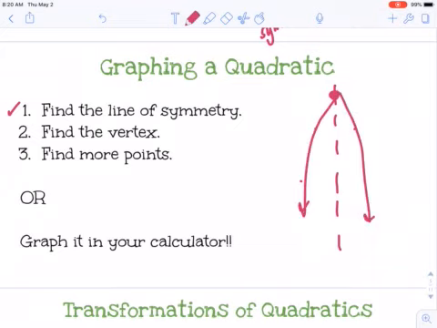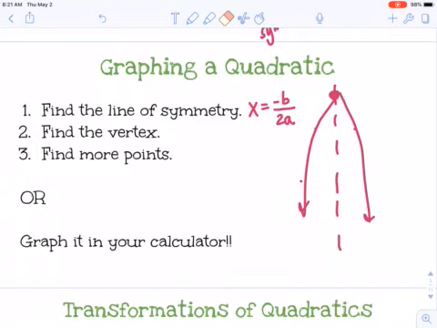Now, that sounds really easy, except that there's a lot of math involved in this if you're doing it by hand. So remember that the line of symmetry is x equals -b over 2a. And remember, you have to take that from standard form if you're going to use the equation because you need the b and you need the a. The b is only seen in standard form.